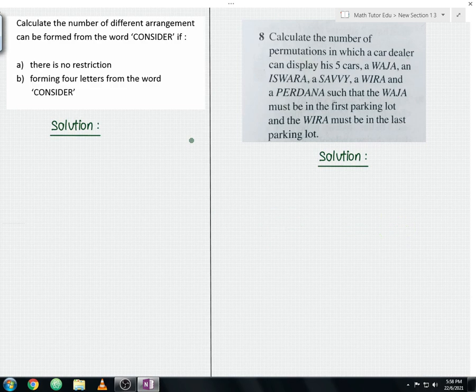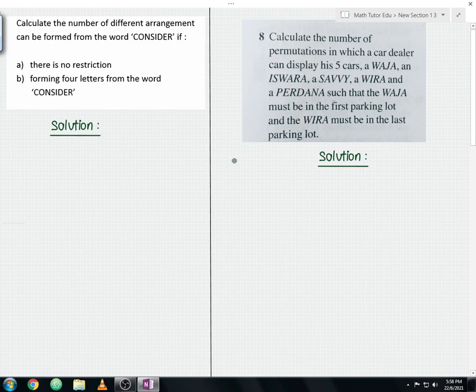In this video, I'm going to discuss two questions regarding the permutations concept. Let me read the two questions. Calculate the number of different arrangements that can be formed from the word "consider" if there is no restriction. That is question part A. Continuing to read part B: forming four letters from the word "consider". This is question 1. Continuing to read question 2 over here.